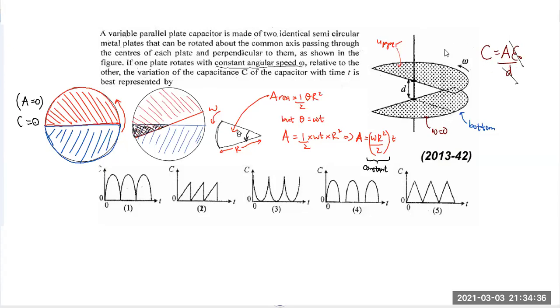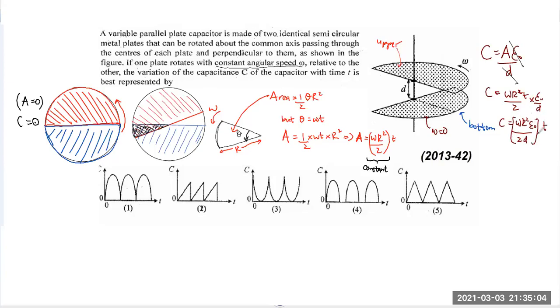So if I expand this equation, instead of A, I'll substitute this value. How much is that? Omega r squared t over 2 into epsilon naught over d, people. Okay, omega r squared, right? Then look at the equation. C is equal to omega r squared epsilon naught over 2d into t.